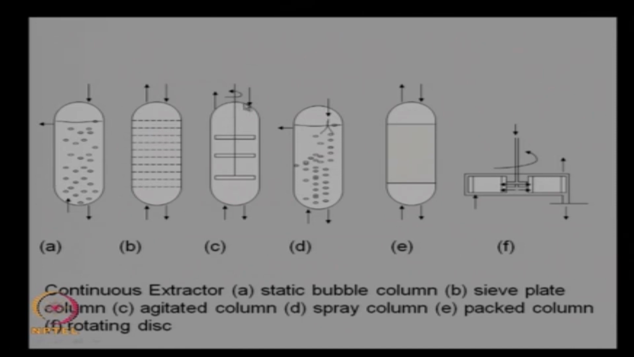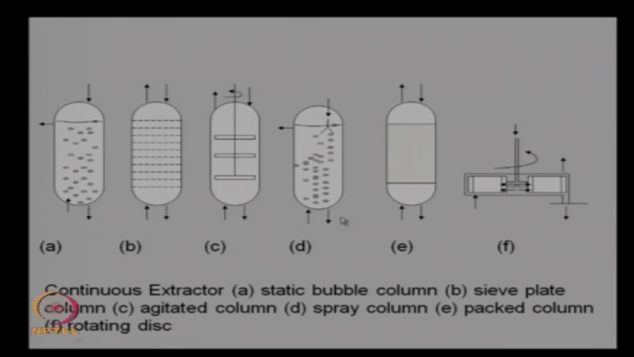The third design is the agitated column. So you have a tall column and you have an agitator with many blades. The agitator rotates, so at each level there is mixing taking place between the two phases, and there is intimate contact and mass transfer takes place.